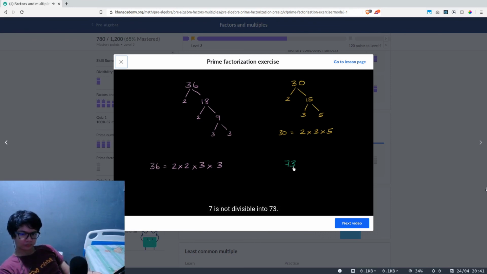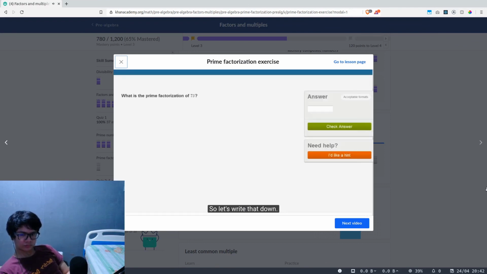7 is not divisible into 73. 7 goes into 70, so you'd have a remainder of 3. 11 isn't divisible into 73. It's divisible into 66 or 77, so not 73. So it looks, as I test more and more numbers, it doesn't look like there's any easy thing that divides into 73. So I'm willing to go with 73 itself is a prime number. So this is its prime factorization. It's just 73. So let's write that down. So the answer here, let's just write 73.